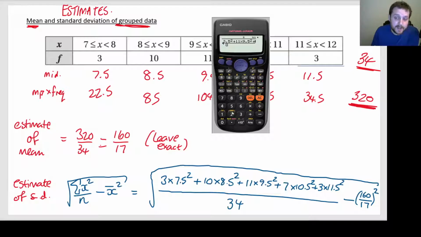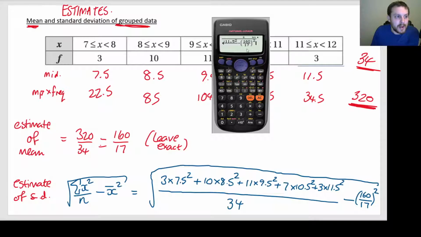And this, again, it's an estimate, remember, because the 9.5 and the 8.5 and all of these were our best guess at what these data points are. They are actually all spread out across 7 to 8, 8 to 9, 9 to 10, 10 to 11, and 11 to 12. So that's why it's an estimate. And then 3 lots of 11.5 squared, all over 34. And then I've got to take away the x bar squared. This 160 over 17 is our best estimate of the mean, so we're going to use this as part of our estimate.